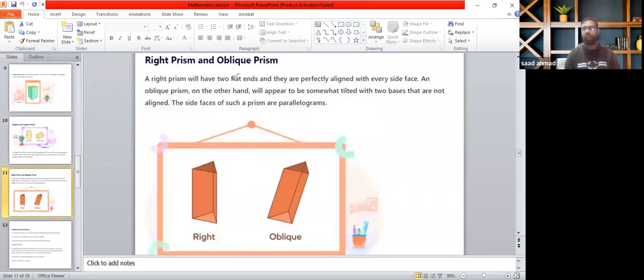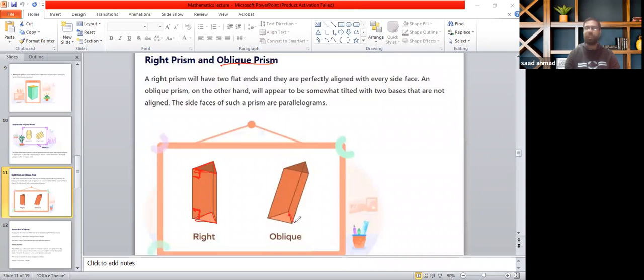Okay, so the next one is the right prism and the oblique prism. A right prism will have two flat ends, right? This flat end here and this one, they will be flat ends, because the angle formed here will be a 90-degree angle. This angle formed here will also be a 90-degree angle.